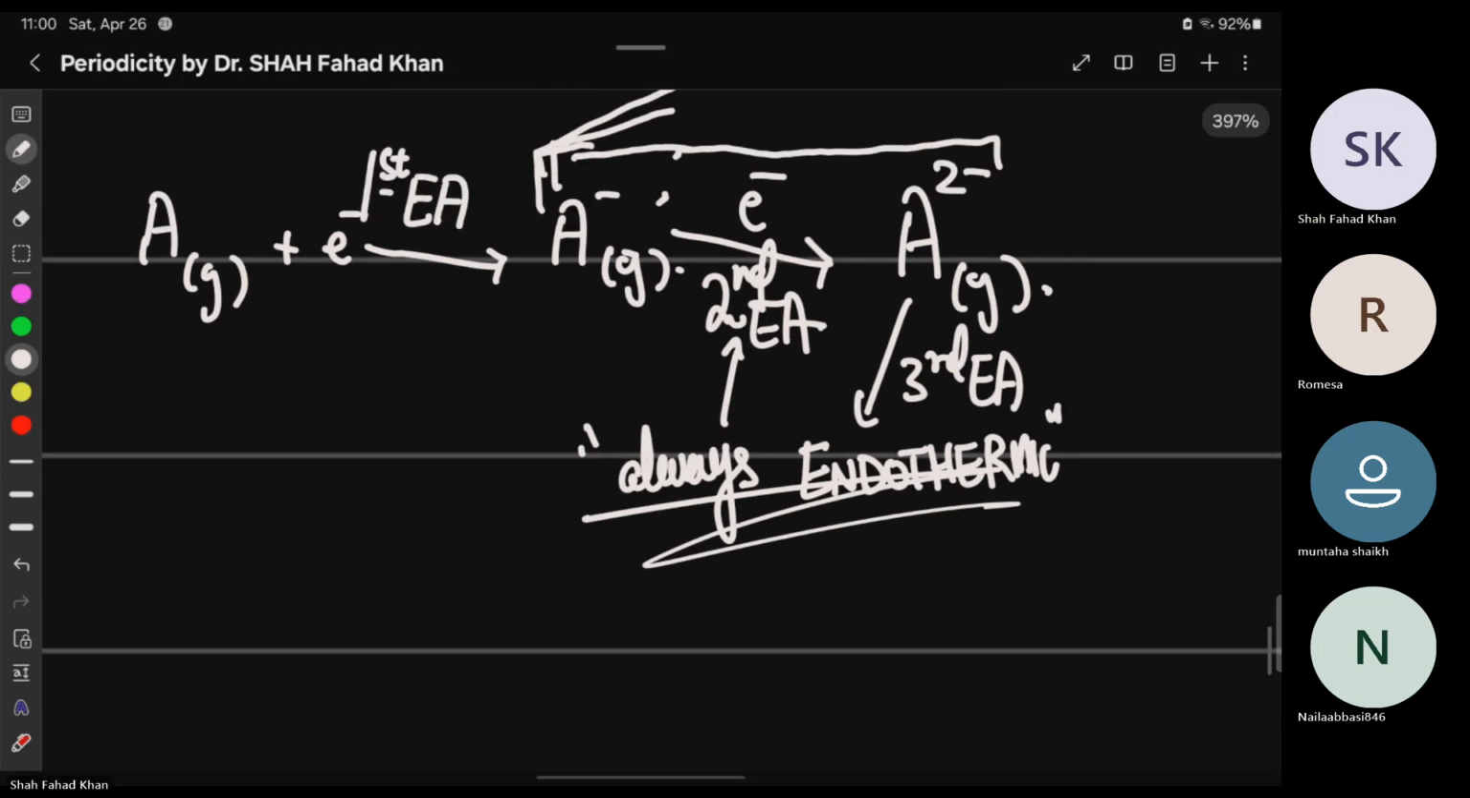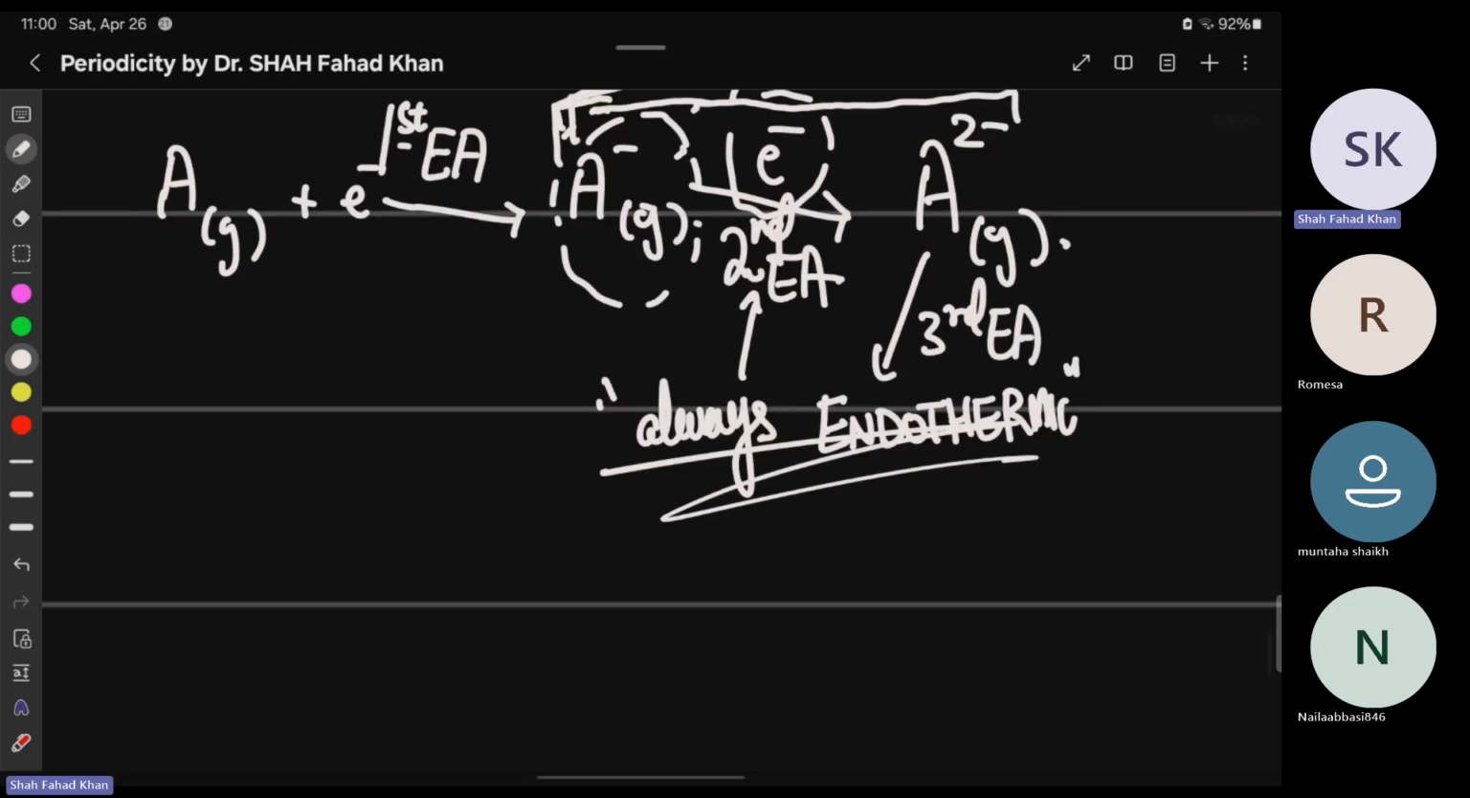Because A negative is already negatively charged and an electron is also negatively charged. So when like charges come close to one another, they will definitely repel each other, right? So we need a high amount of energy to overcome that repulsion and make this reaction possible. Therefore, the energy that we provide, the activation energy, is very high. Hence this reaction is endothermic. And it's always going to be endothermic from here onwards, meaning the third electron affinity is also going to be endothermic, the fourth will also be endothermic, and so on.